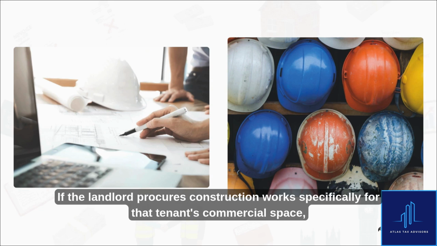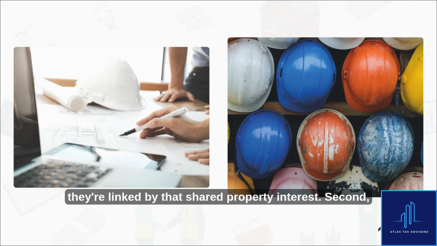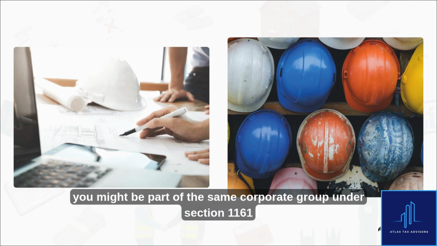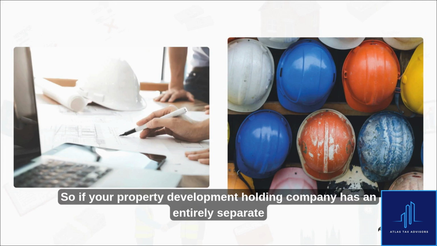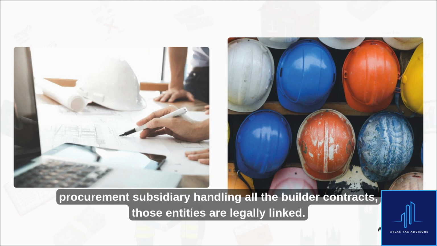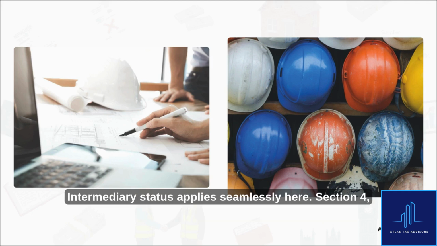If the landlord procures construction work specifically for that tenant's commercial space, they're linked by that shared property interest. Second, you might be part of the same corporate group under Section 1161 of the Companies Act 2006. So if your property development holding company has an entirely separate procurement subsidiary handling all the builder contracts, those entities are legally linked. Intermediary status applies seamlessly here.